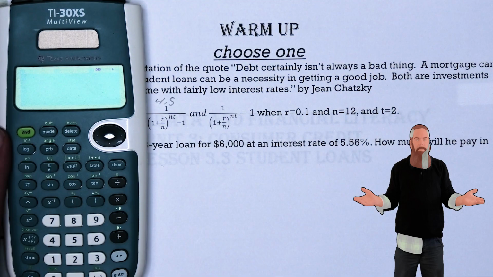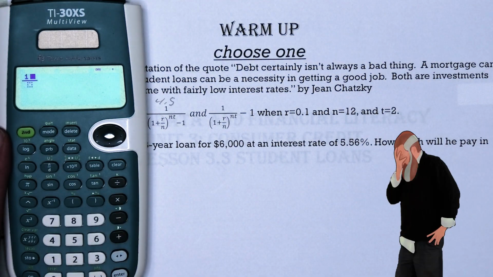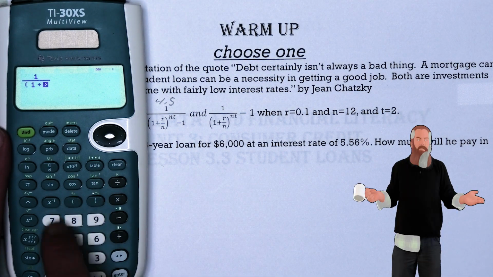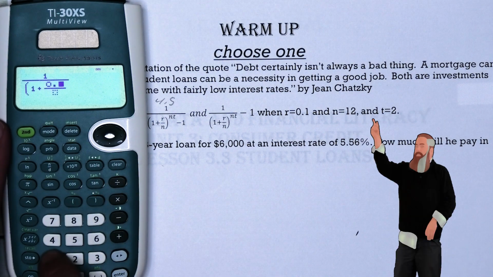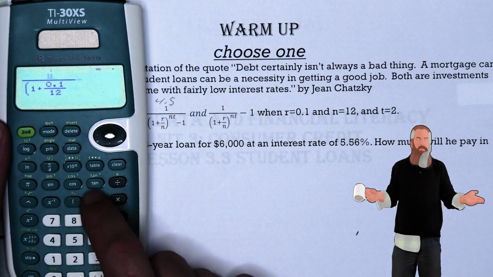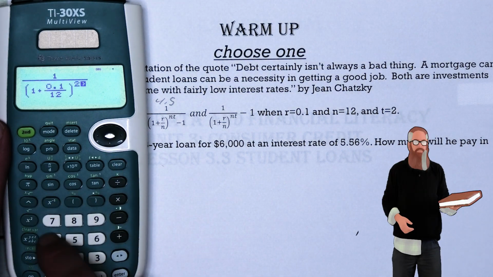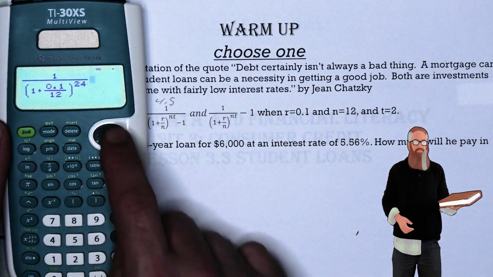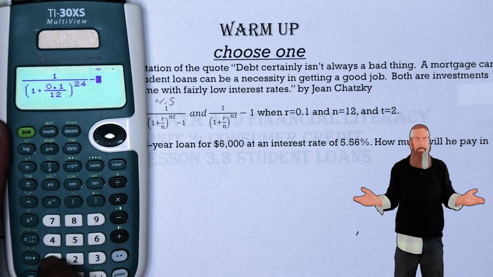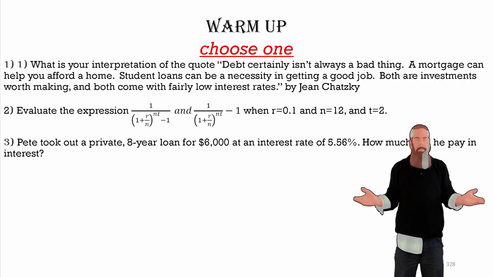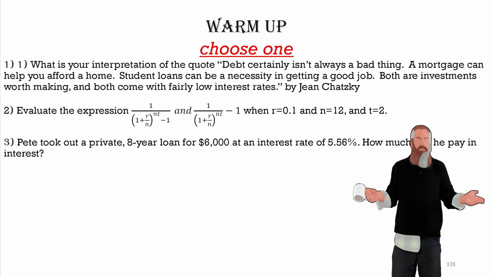To evaluate the second one, I'm going to hit the fraction button, 1 in the numerator, down arrow into the denominator, open parenthesis, 1 plus fraction, 0.1, down arrow, 12, right arrow out of the fraction, close the parenthesis, exponent, 24, right arrow to come out of the exponent, right arrow to come out of the fraction entirely, -1, and hit equals. And here I'm going to get a negative 0.18.